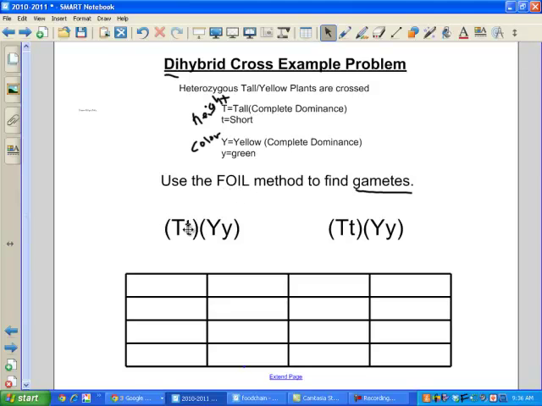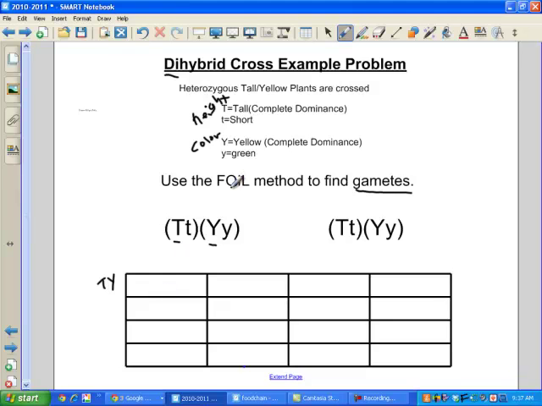So we will look at one parent at a time. So for this one, we're going to start on the left side, and we're going to put the gametes over here. So if we use the FOIL method, then what we look at is the first two letters in each set, or each parenthesis set, which in this case is the big T and the big Y. Alright, so that's the first possible combination of genes that a sex cell or a gamete could have. So we put a big T over on this side and a big Y there.